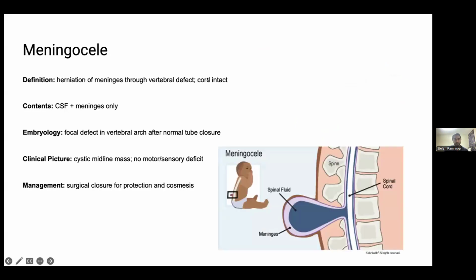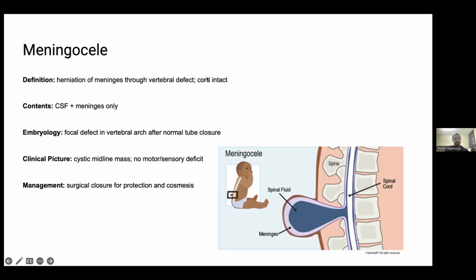So moving on to meningoceles, they represent the next step in severity. Here the neural tube has closed normally, but the vertebral arches fail to form, creating a posterior defect. Through that gap, the meninges herniate outward as a CSF, or cerebrospinal fluid, filled sac, and that's lined by dura and arachnoid. What's crucial here is that the spinal cord remains within the canal and neurological function is preserved.